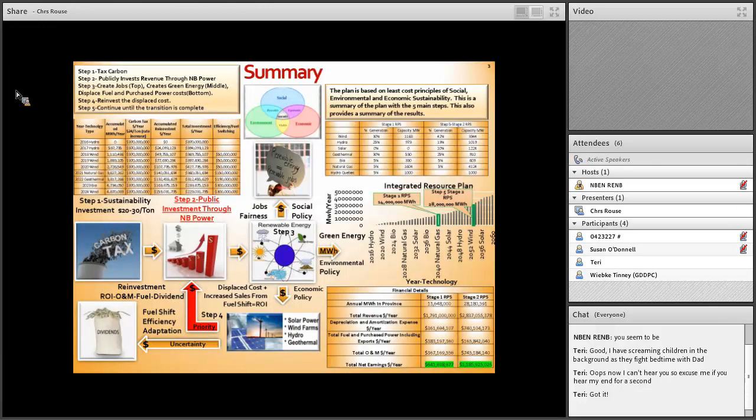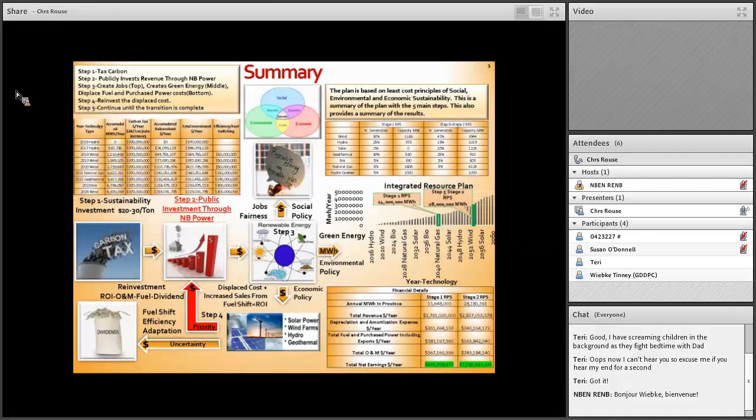And then what I think is probably the most important part of this is the economic policy. So as we increase renewables, it will displace fuel and purchase power. Hopefully a lot of carbon first. There are some other fuels that we can displace that don't have carbon, such as Hydro-Quebec. But as we increase our renewables, it will displace that cost. And that's essentially what your return on investment would be by investing into renewables and efficiency and fuel shifting.